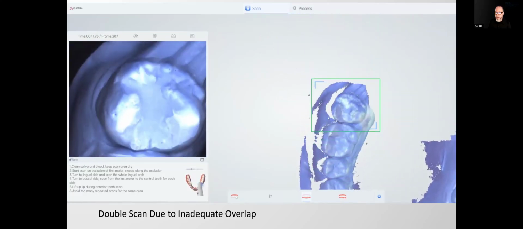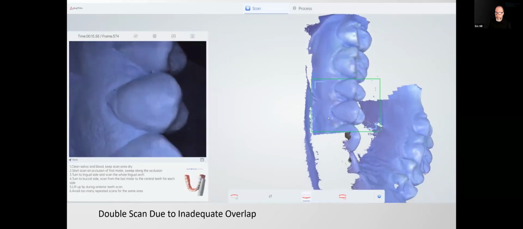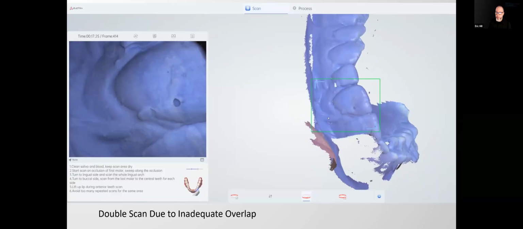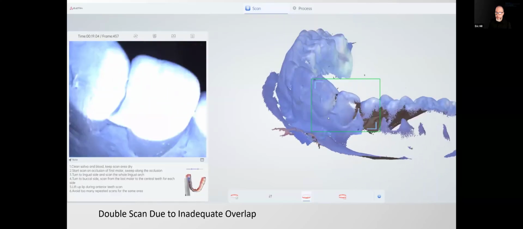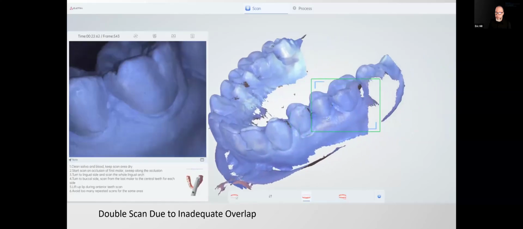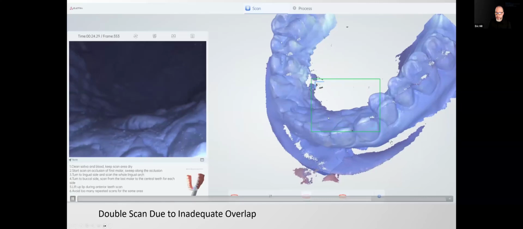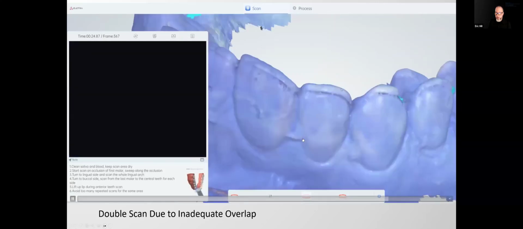Everything's exactly as you'd expect. And then when I'm going back to touch this up, I sort of get into a position where I'm hovering in space too much right here. And then you'll see that it's giving me a double scan there. And that's really because I was not overlapping the previous data, which sort of grounds the scan. So as you can see here, real obvious double scan. And I see these all the time, unfortunately.